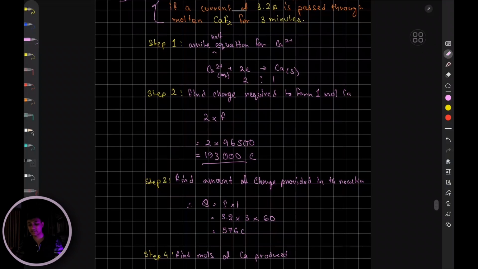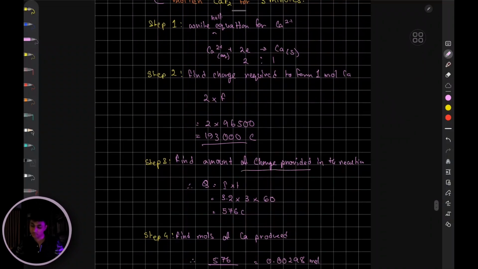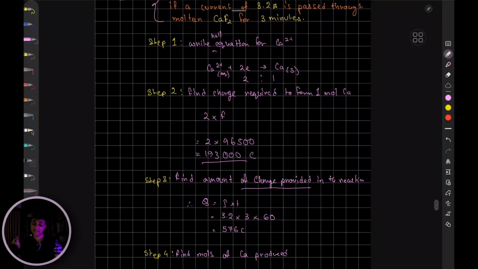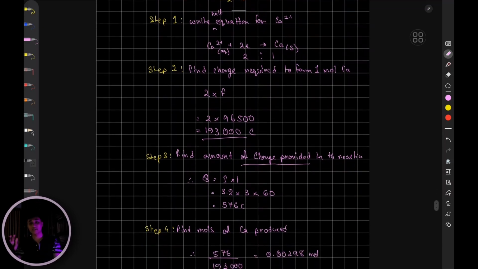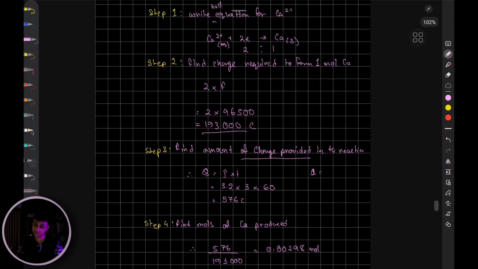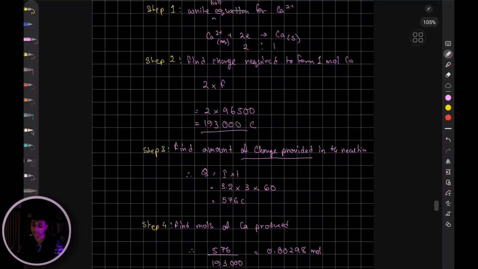Now, in our case, what will be the charge provided? They have given you the current and for how long the current will be passed. So using that information, I can find out the amount of charge that will be provided. Q is equal to I times t, that is current times time. That is 3.2 times 3 minutes times 60 seconds. Find it out and you're going to get the charge, which is 576 coulombs.